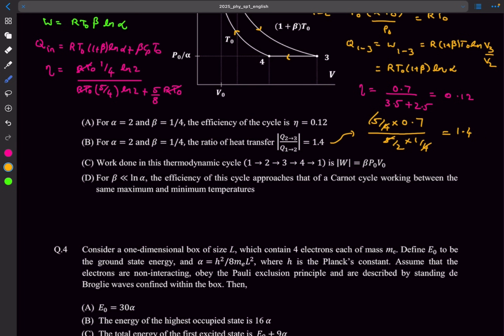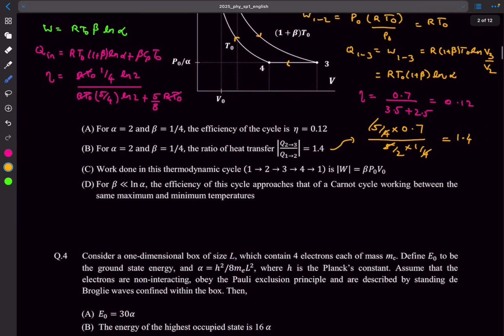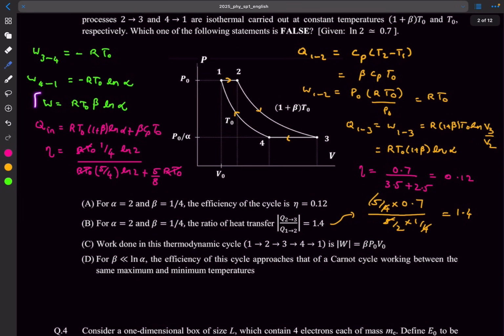Okay. Now the work done in the thermodynamic cycle 1, 2, 3, 4, 1, we just figured out earlier, is equal to R T naught beta ln of alpha. So this would be wrong. Okay. Now the D option, beta much less than ln of alpha. The efficiency of the cycle approaches that of a Carnot engine working between the same maximum and minimum temperature.